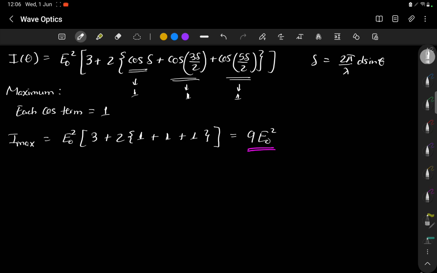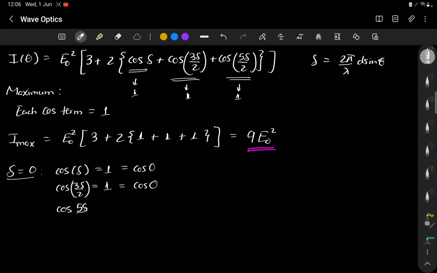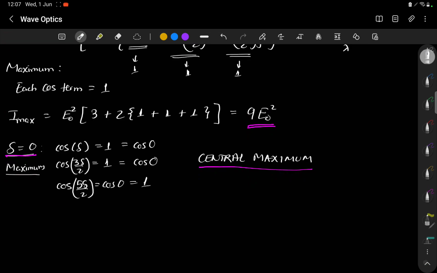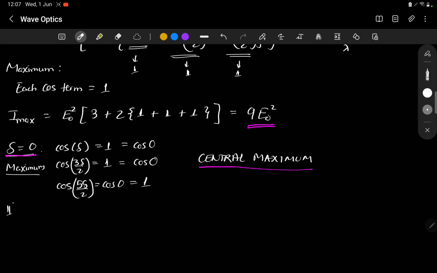Clearly we can see that the central maximum will occur at delta equal to 0. This is definitely a condition for maximum. Why? Because cos delta is equal to 1, cos 3 delta by 2 is also equal to 1 because it is cos 0, and cos 5 delta by 2 is also equal to cos 0, which is equal to 1. So each of these terms goes to 1. This is definitely a condition for maximum, but it is the central maximum. We want to find out the first maximum beyond the central maximum. So delta equal to 0 is the central maximum. Beyond this, we want to find out the condition for the next maximum, or the first principal maximum.